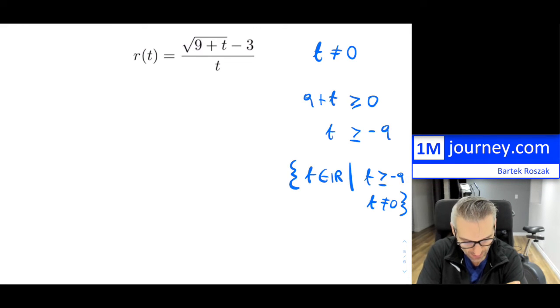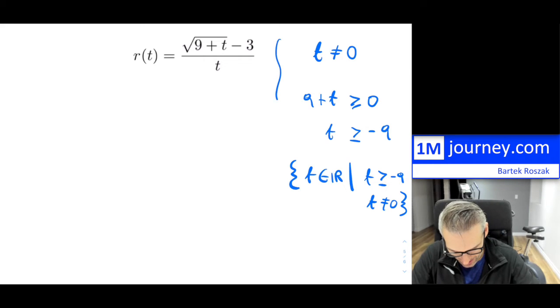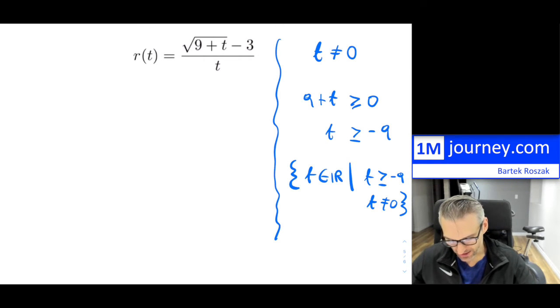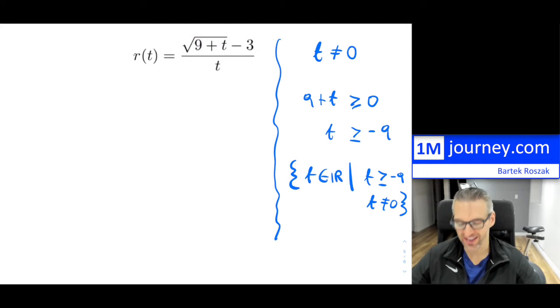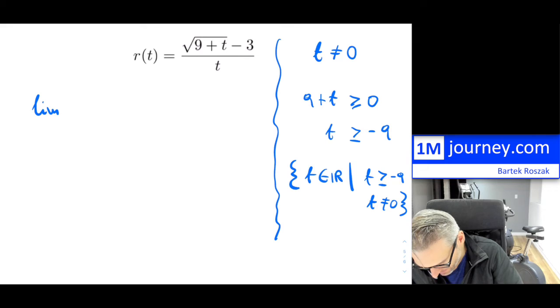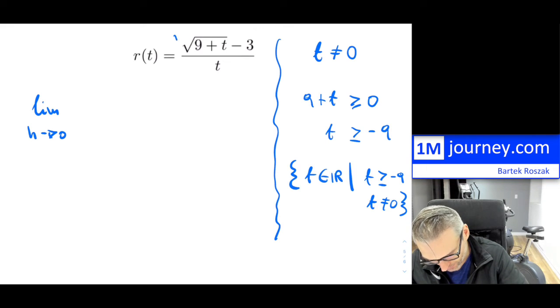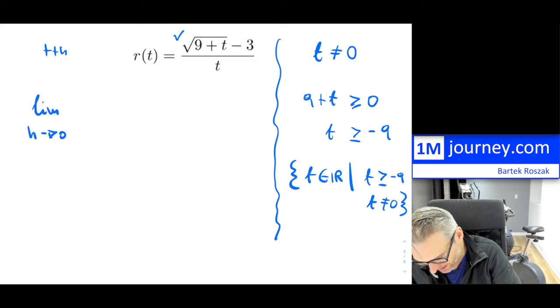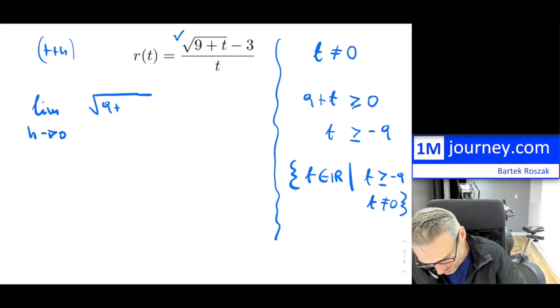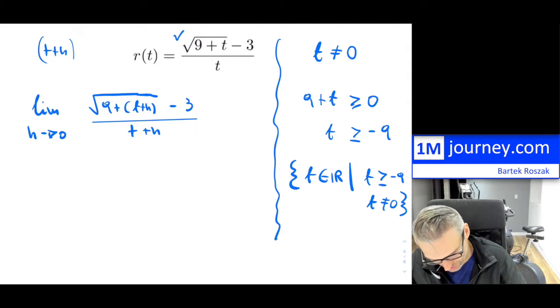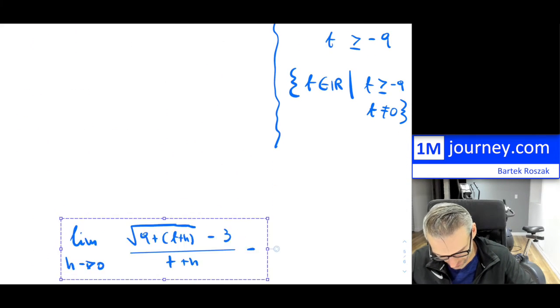All right, so with that stated, you can state that for your teachers. Now we need to plug all of this in. So first principles: the limit as h approaches 0 of our function, but we're substituting t plus h into this function. So that is going to be the square root of (9 plus t plus h), minus the 3, all over t plus h minus... I'm going to be running out of space, I'll bring it down.